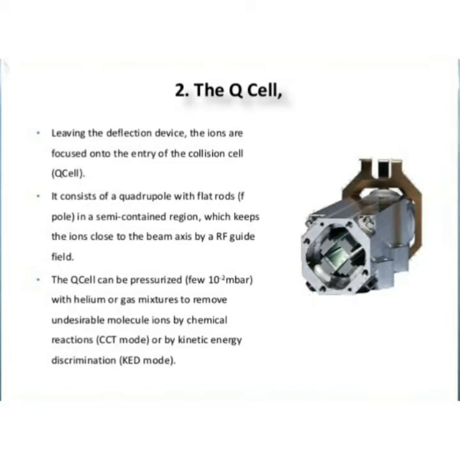The Q cell can be pressurized to a few 10 to the power minus 2 mbar with helium or a gas mixture to remove undesirable molecular ions by chemical reaction, CCT mode, or by kinetic energy discrimination, KED mode. That CCT mode and KED mode I will define in the next slide.